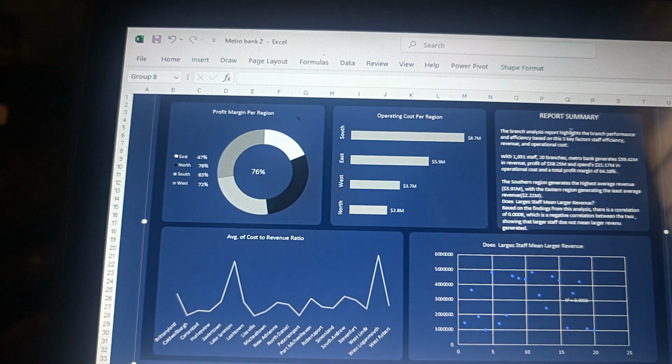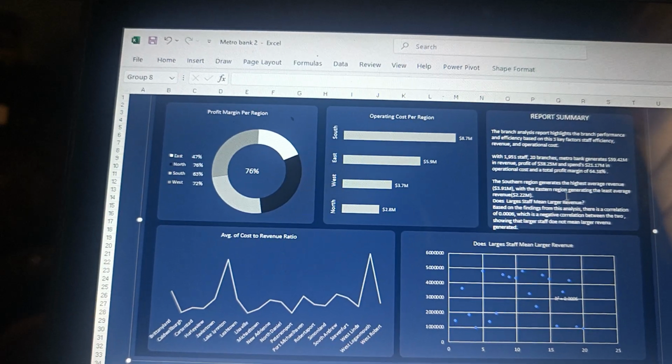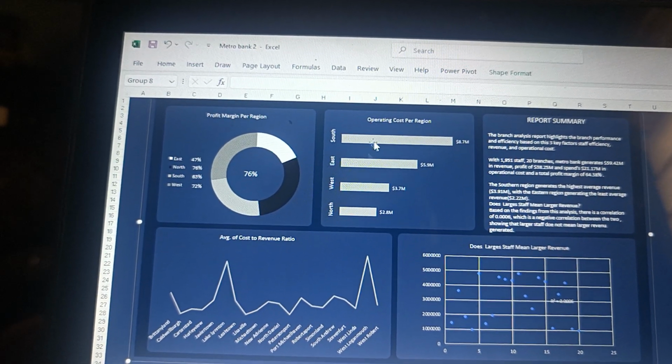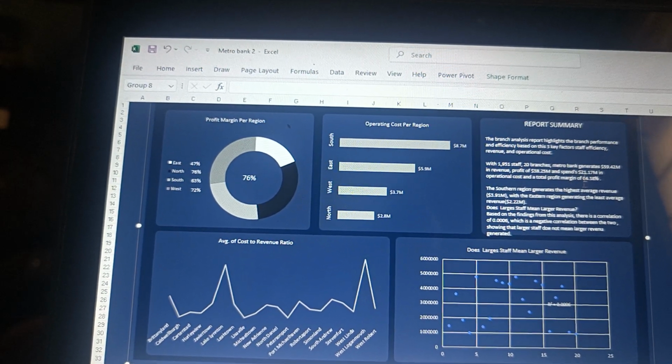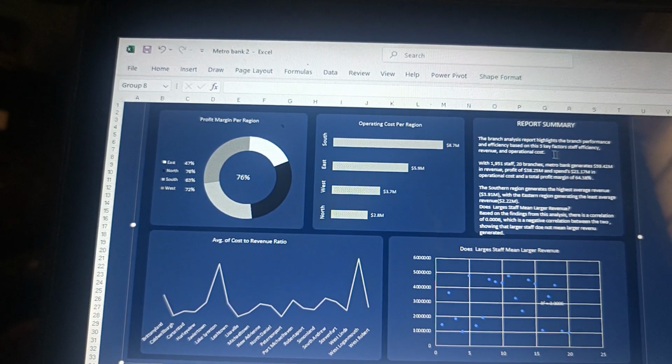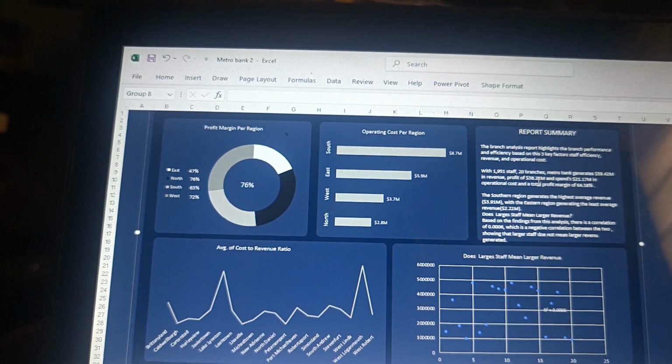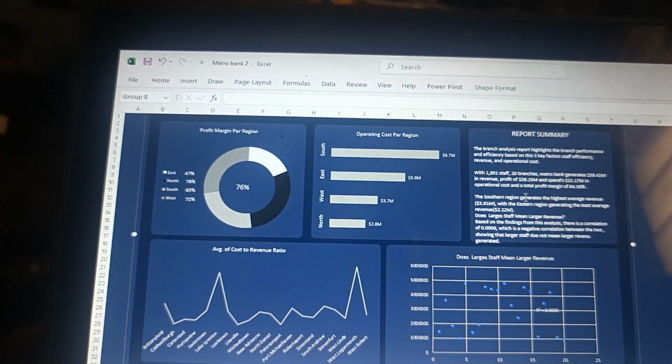Over here is my report summary, everything I did in this branch analysis. Here is where I wrote everything down, the numbers, the figures, the percentages, everything.